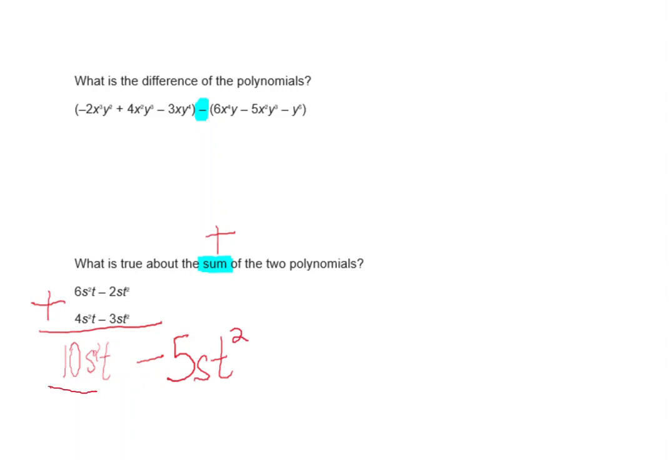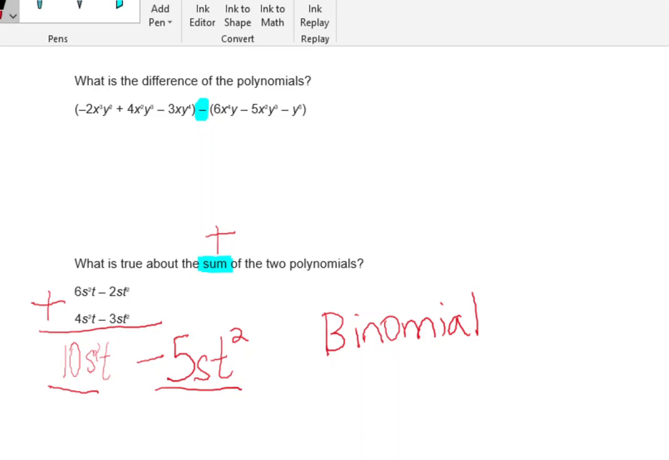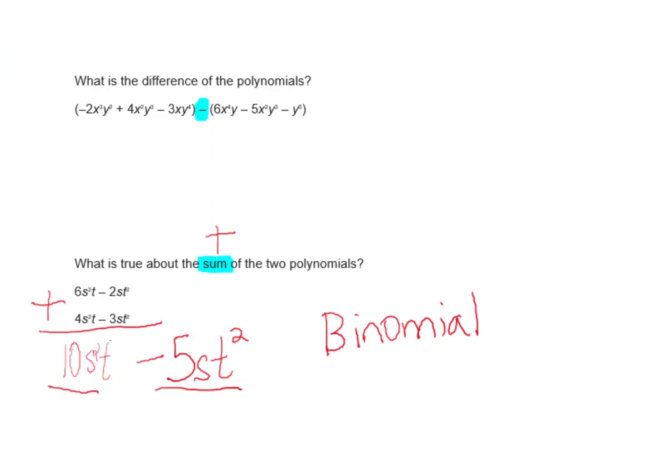So this has two terms, 1, 2. Two terms is called a binomial. And when you look at the two terms, you can find the degree by adding the exponents of the variables. So this has a degree of 2 plus 1, which is 3. This also has a degree of 3. So it's a binomial with a degree of 3. So that is adding like terms.